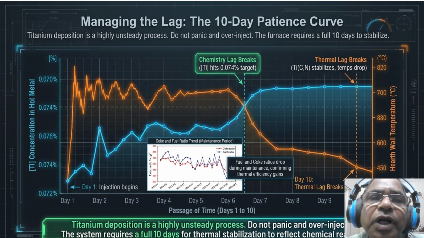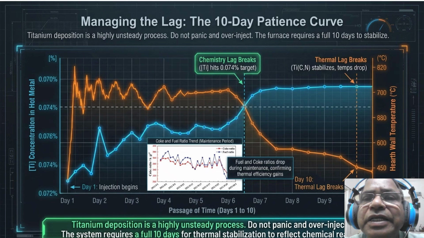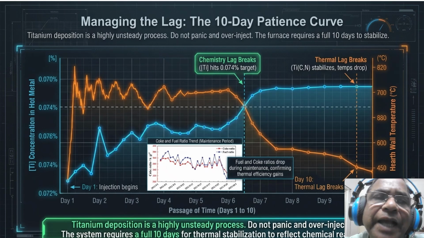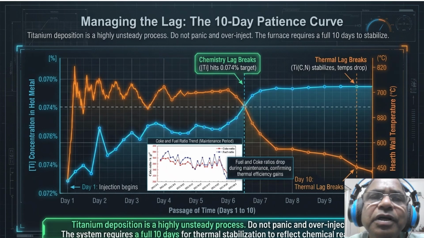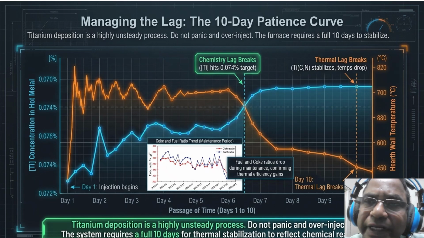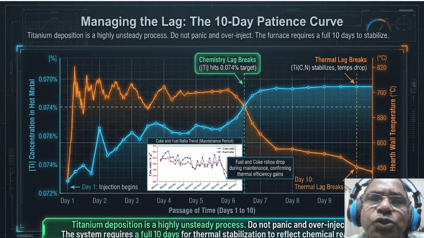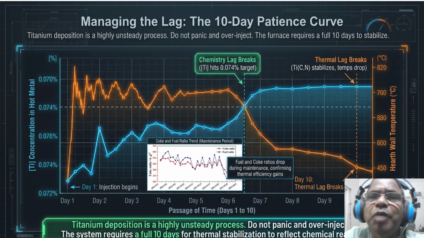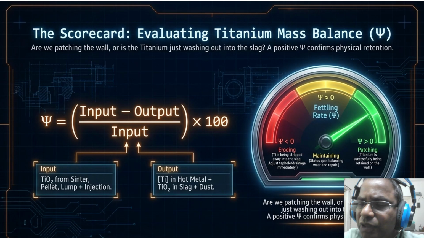So if you cut the injection on day 5 because it is not working, you have failed a test of patience. The furnace requires 10 days to reflect the new chemical reality in its thermal sensor. To know if you are actually winning during these 10 days, use the scorecard. Let's talk about this scorecard, which I'm going to open.